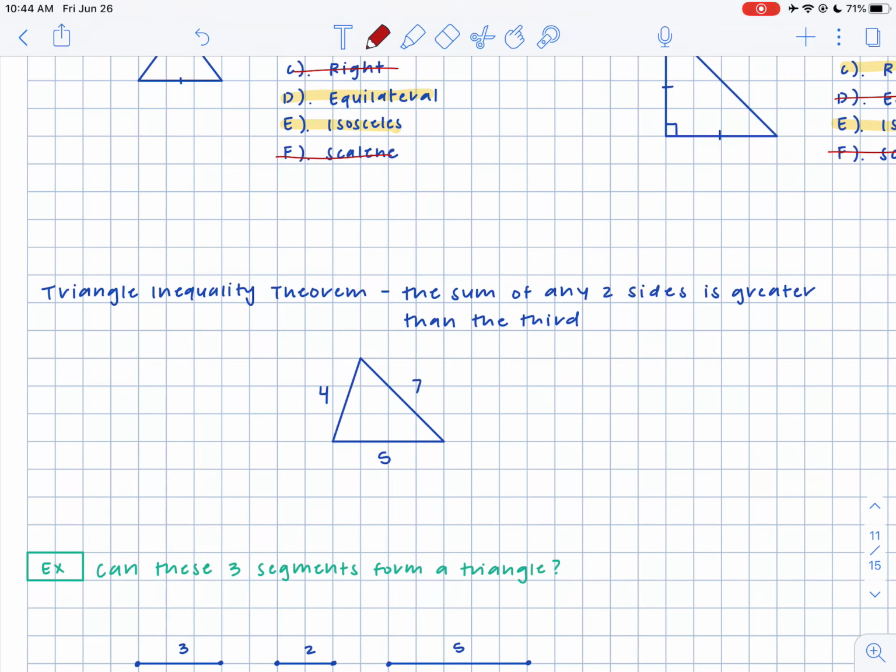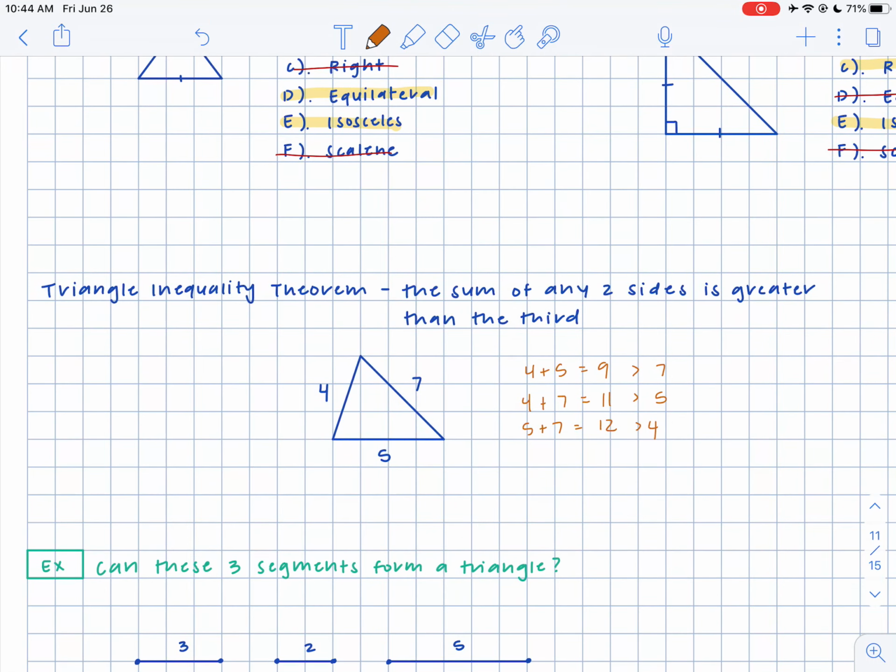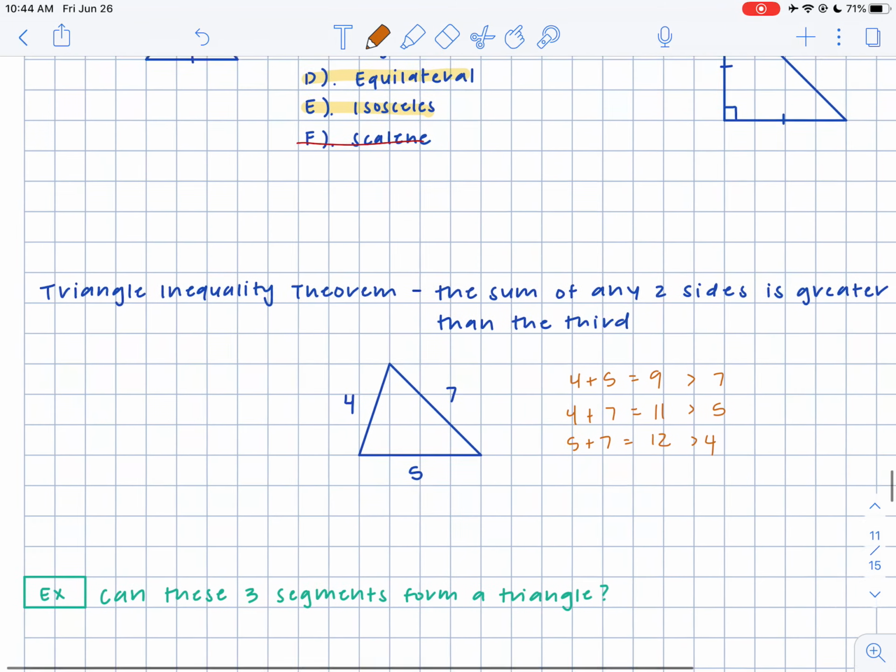This states that the sum of any 2 sides is going to be greater than the third. So let's pick 4 and 5. 4 plus 5, this is 9, and this is greater than the third side, which is 7. What if we picked 4 plus 7? This was 11, and this is greater than 5. And what if we pick 5 plus 7? This would give us 12, which is definitely greater than 4.